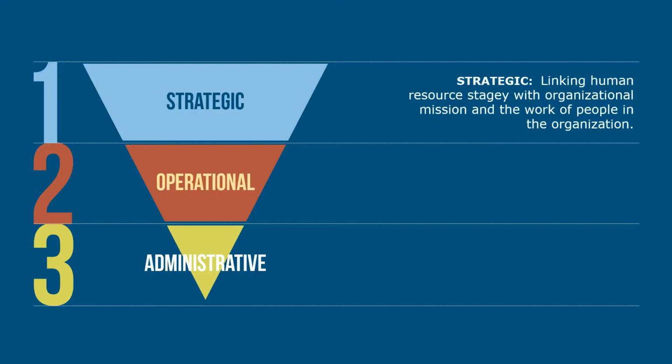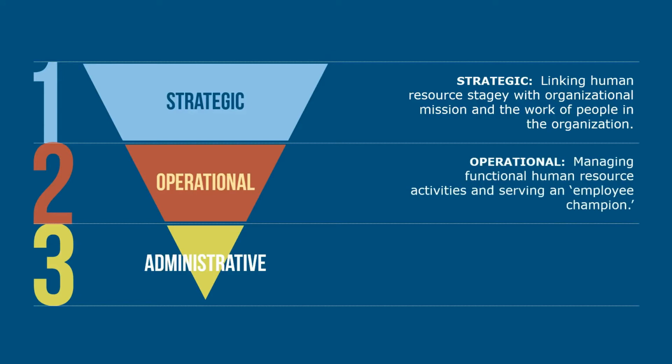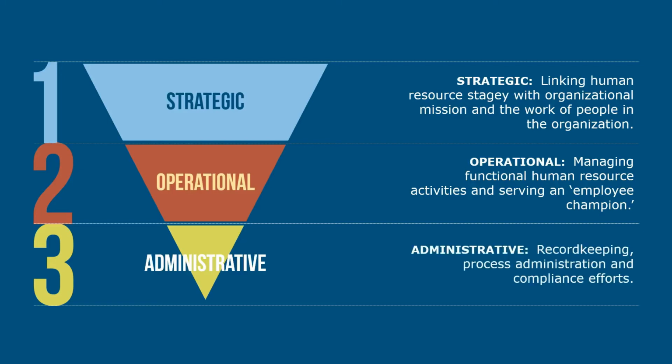The primary role is strategic, which helps define business strategy relative to human capital and its contribution to organizational results. The strategic role helps link human resource strategy with organizational mission and the work of people in the organization. The operational and employee advocate role manages most HR activities in keeping with organizational strategy and serves as an employee champion to balance the issues of employees and employer. And finally, the administrative role, which focuses on clerical administration and record keeping, including essential legal paperwork, compliance, and policy implementation.